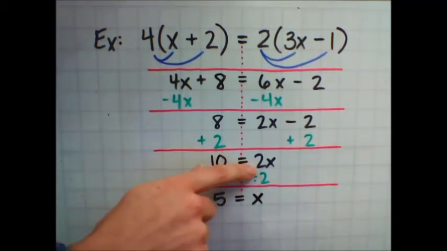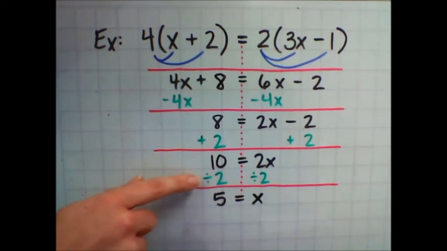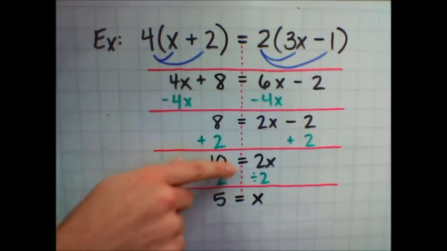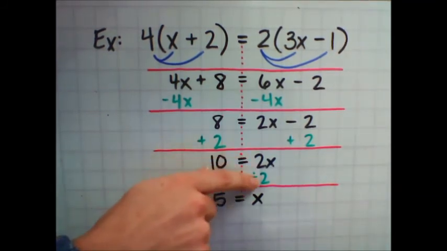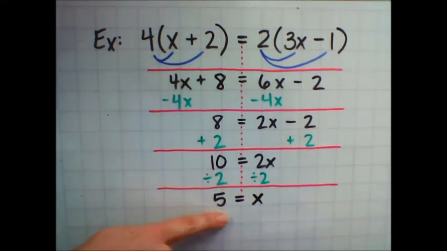Now I want to get rid of this 2. That's 2 times x, so I'm going to divide by 2. What I do to one side, I must do to the other, so I divide by 2 on both sides. 10 divided by 2 is 5, equals, those 2's cancel out, leaving us with just the x. 5 equals x is our final answer.